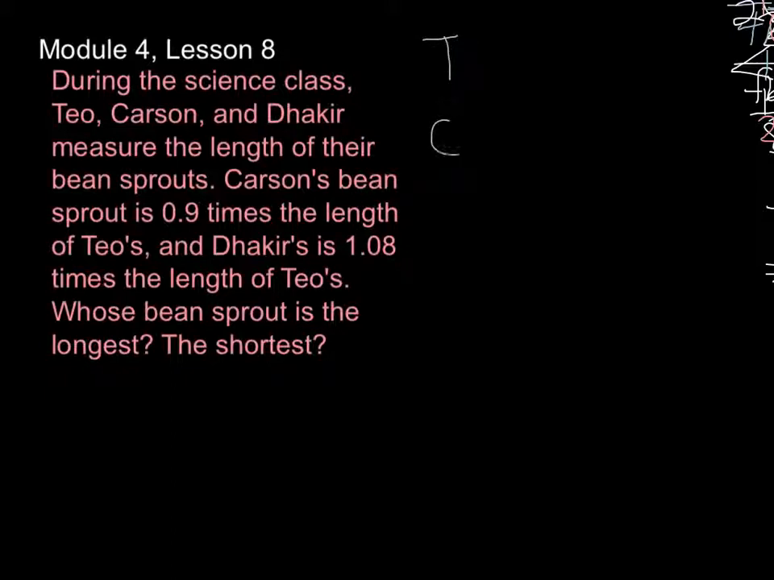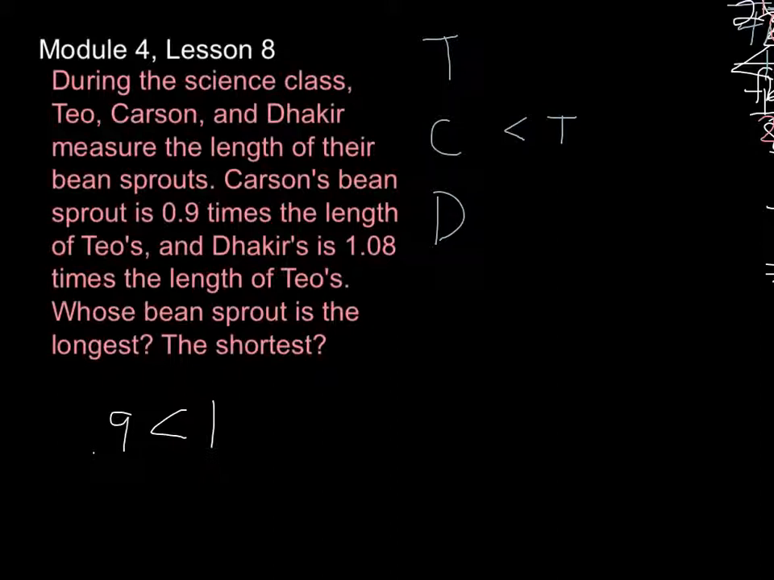We've got Teo, Carson, and Dakir. And let's look at what they're telling us about these bean sprouts. Carson's bean sprout is 0.9 times the length of Teo's. So we've got to figure out whose is bigger there. 0.9. Is that equal to 1, less than 1, or greater than 1? That's right. 0.9 is less than 1. So if I'm multiplying 0.9 times the length of Teo's, I'm going to come up with a product that's actually less than Teo's, less than what I'm starting with. So Carson's is less than Teo's.